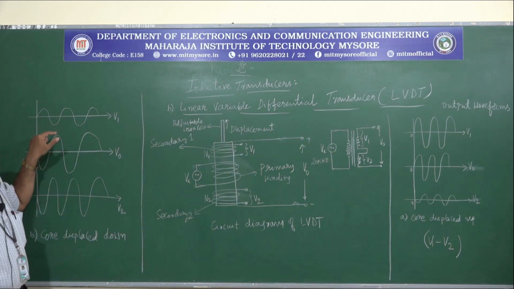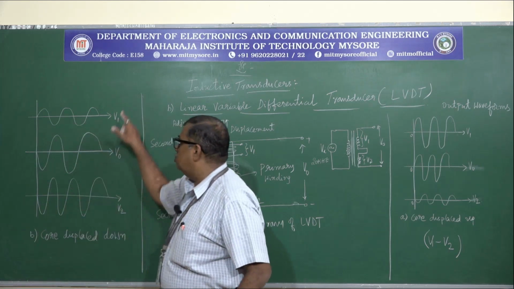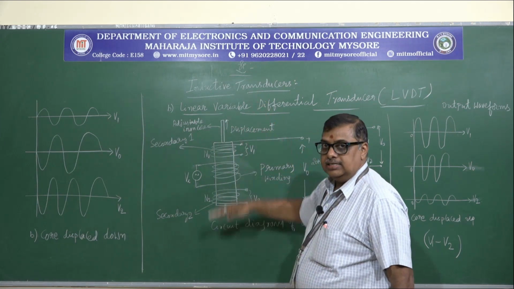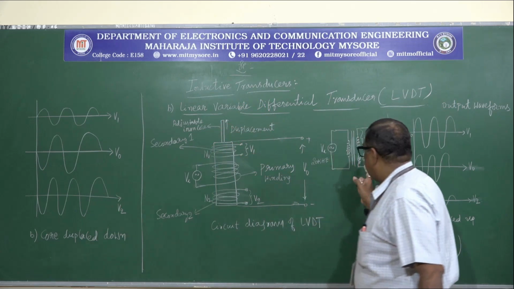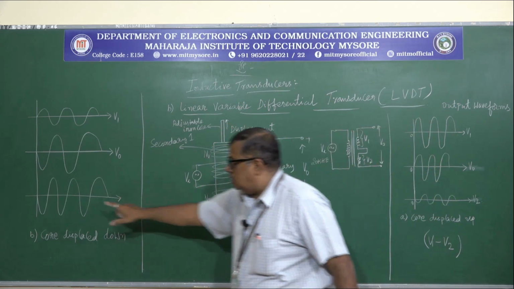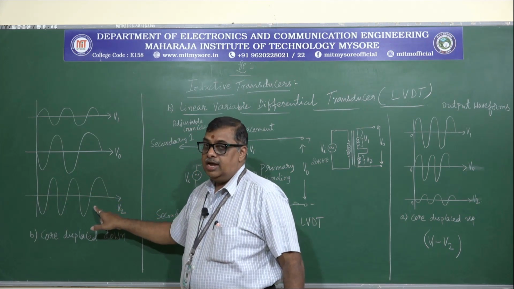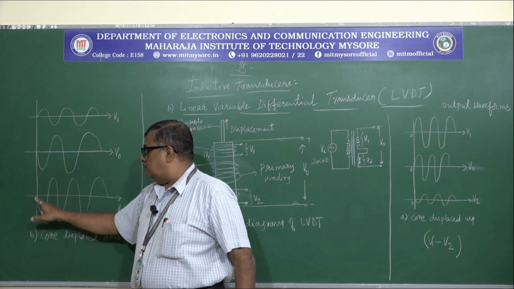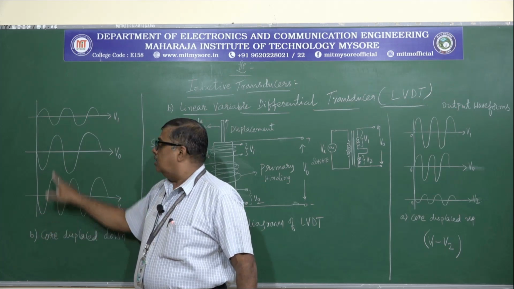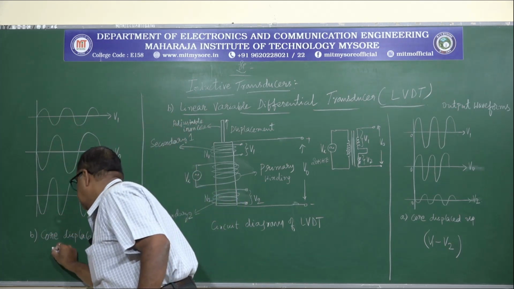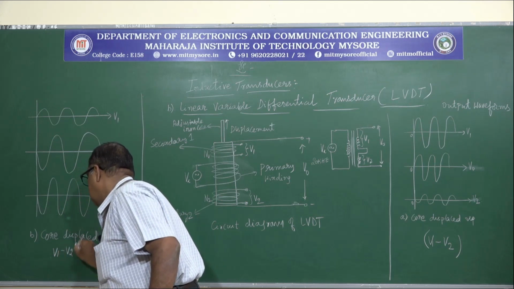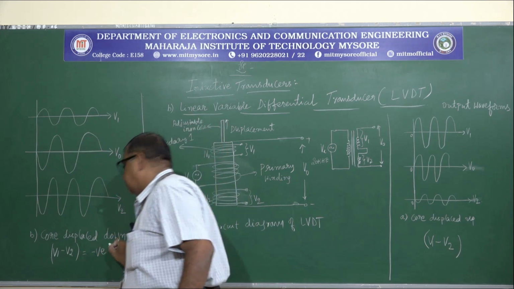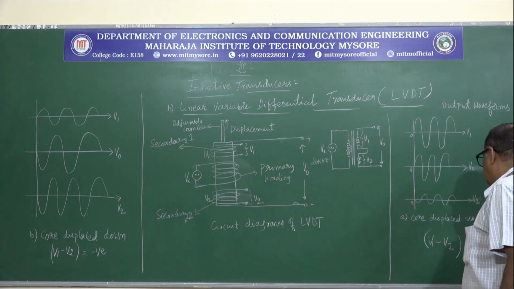Similarly, whenever the core is moved down, the voltage across secondary winding V1 decreases, because now the core is very near to secondary winding V2. Therefore, the voltage across V2 increases. As you can see here, V1 is starting from 0, whereas V2 is 180 degrees out of phase. Now if you calculate the displacement, again it is V1 minus V2, but since the voltage is very less here, we get the displacement as negative, whereas here the displacement is positive.